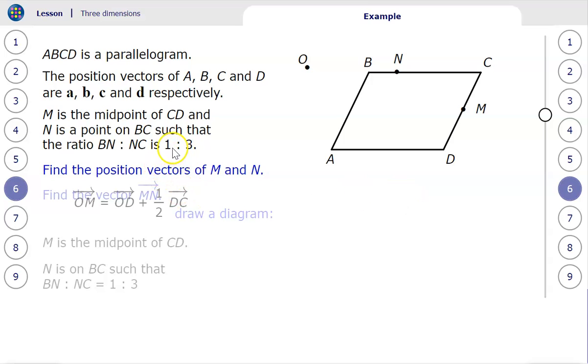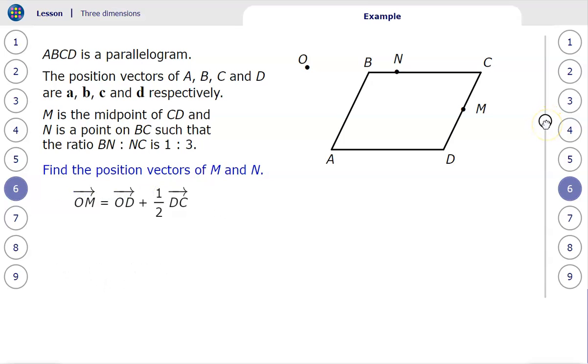The ratio that I'm given over here, that BN to NC is 1 to 3, means that BN is going to be a quarter of this full line. Why it's a quarter, not a third, is because if that's 1 and that's 3, in order to get my ratio of 1 to 3, the full line BC is going to be at least 4 units long. And so BN will be a quarter of the line BC.